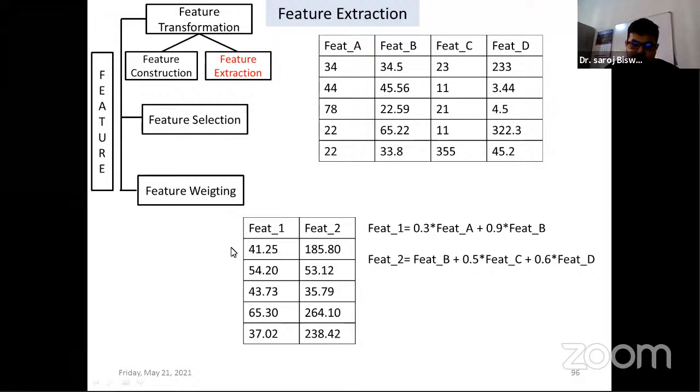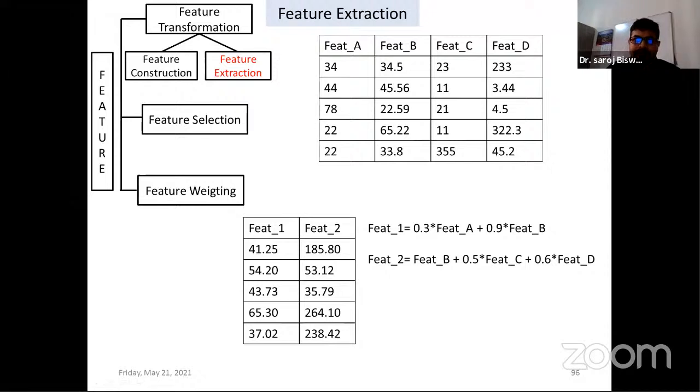Because in the new observations, each observation is represented by only 2 values. And initially, each observation was represented by 4 values. So here see that we have 4 attributes, and after feature extraction, we're having only 2. So in that way, actually, feature extraction is done.